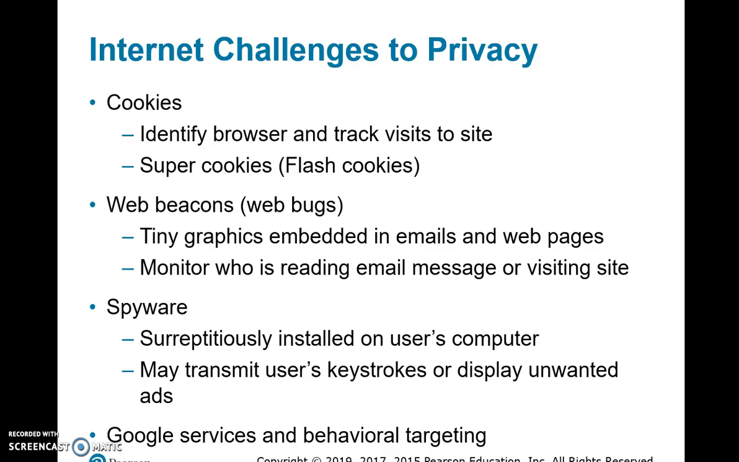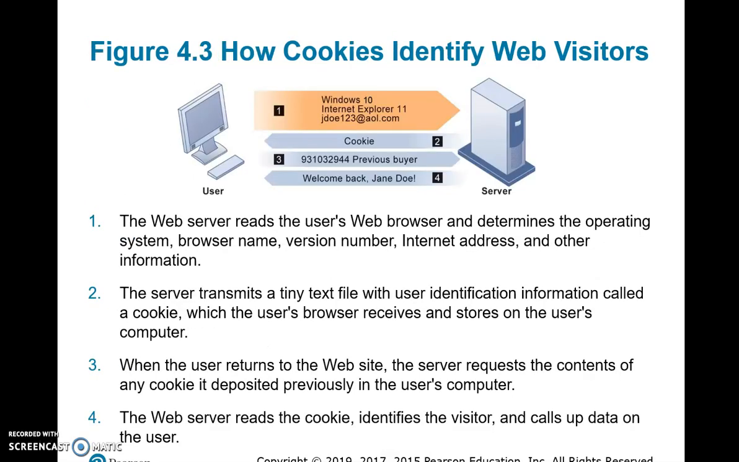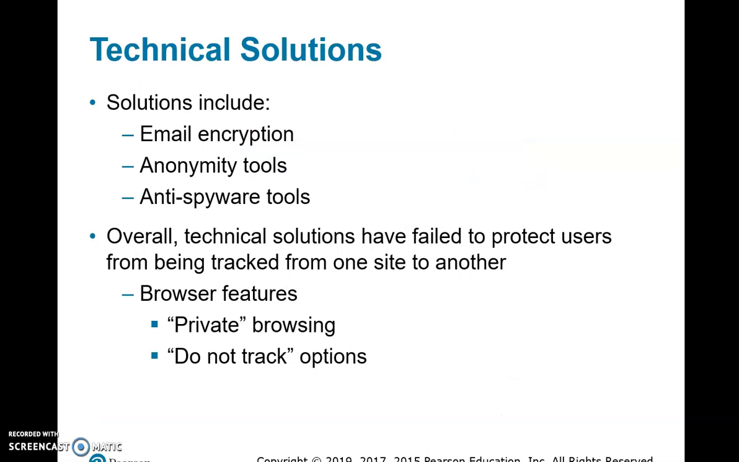And Google services and behavioral targeting we talked about already. The technical solutions for all these things are email encryption, anonymity tools, and anti-spyware tools. So for anti-spyware tools, I would highly recommend that you take a look at Malwarebytes. And email encryption is done by many companies. Any email service like Google has encryption tools that can be used.